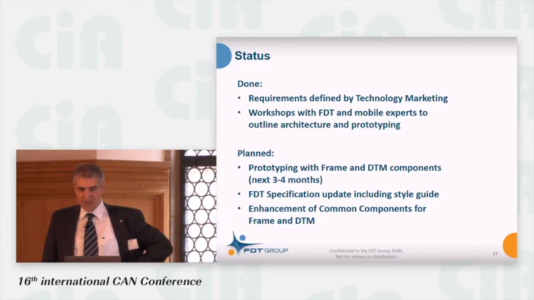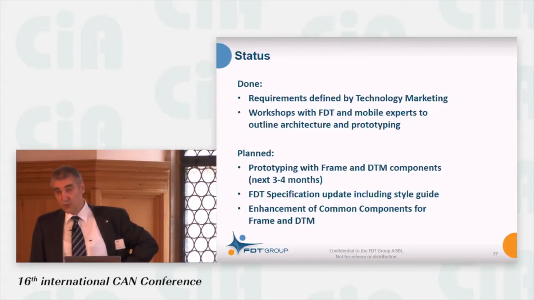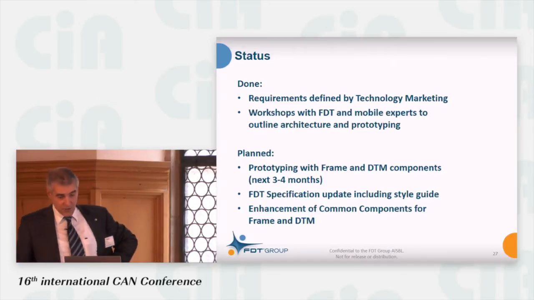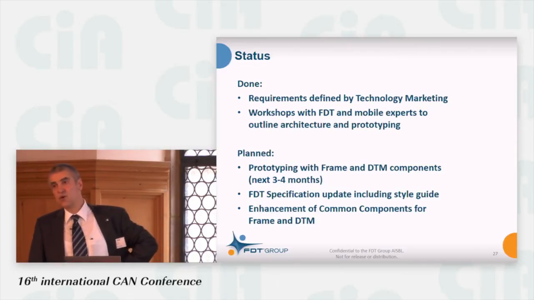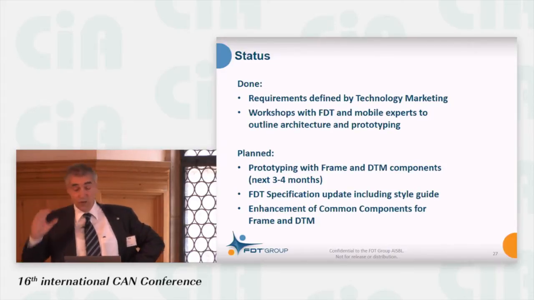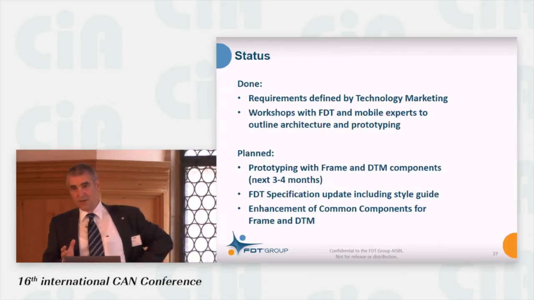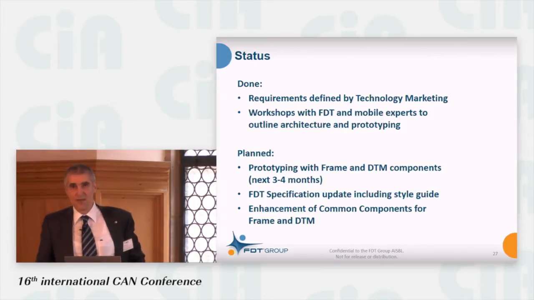Now we will start this month with prototyping with 2 different scenarios to check what is necessary to take into account when we do the specification. So we have to update then the FDT specification, the next step, and this also includes a style guide. The style guide is a DTM style guide we have today, which describes the main look and feel of a DTM. So not the detailed content, but how a DTM has to look, so that the customer always has the same look and feel and behavior.